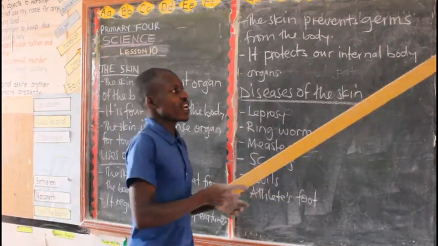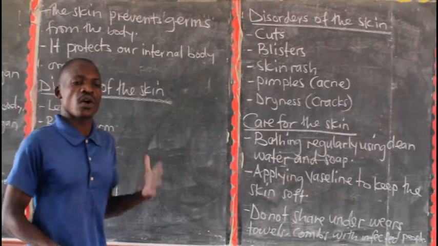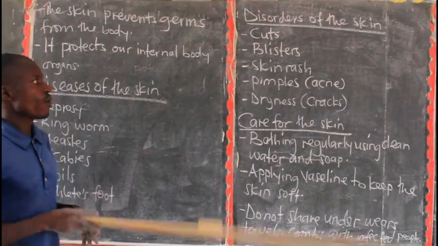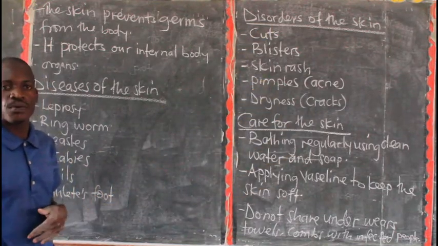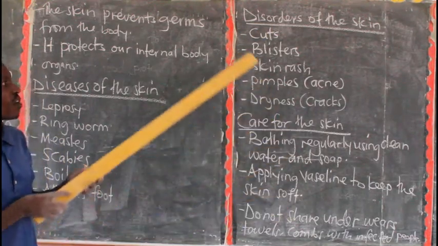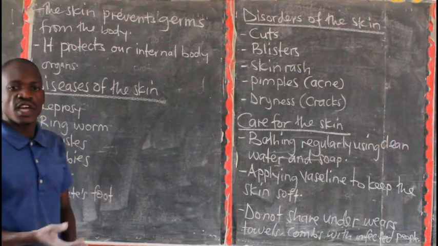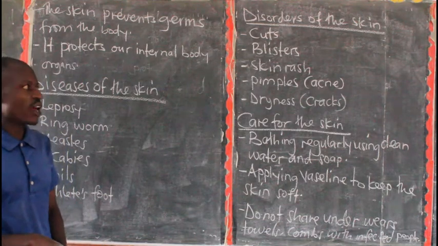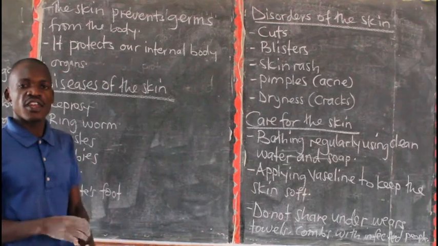Now we have disorders of the skin. I told you disorders are conditions that can affect an organ not to perform properly, but they are not diseases. One, we have cuts. You can get a cut when you play with sharp objects. Then we also have blisters. For example, you have got a burn, and it's a second-degree burn where you develop what? Blisters. Blisters are swollen skin having fluids under them.